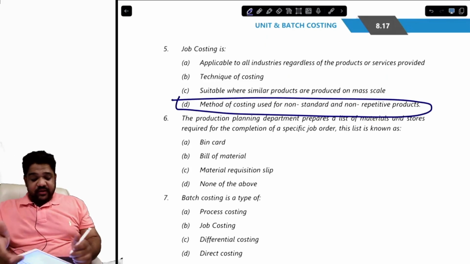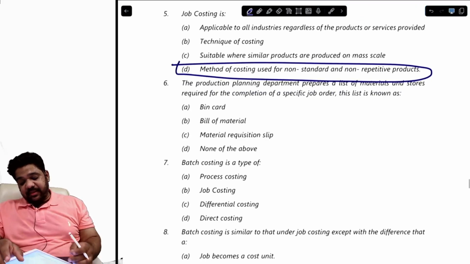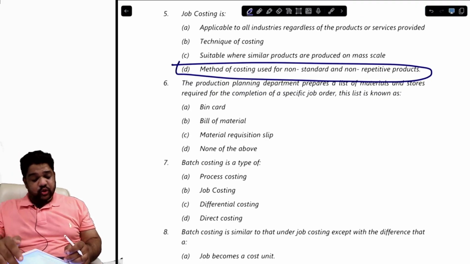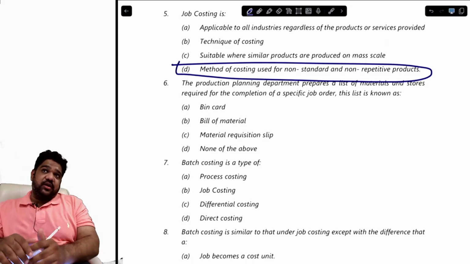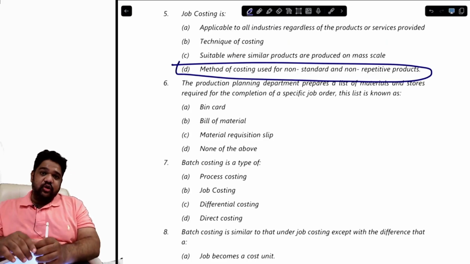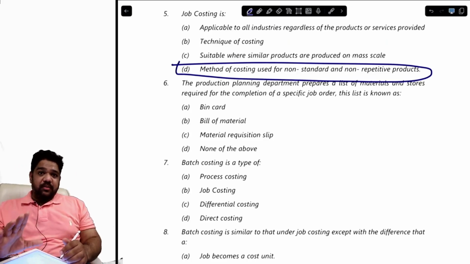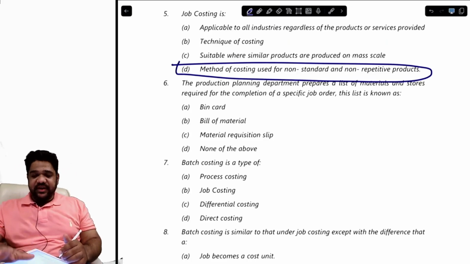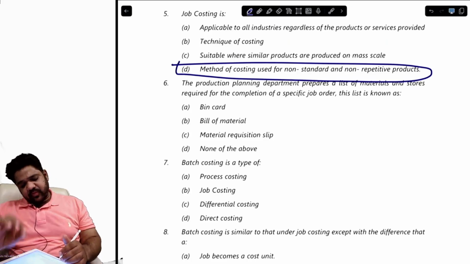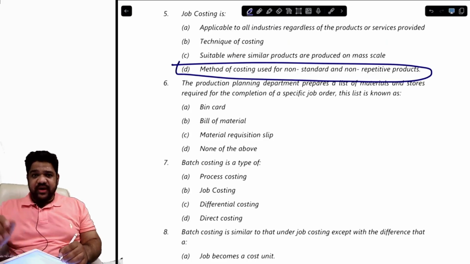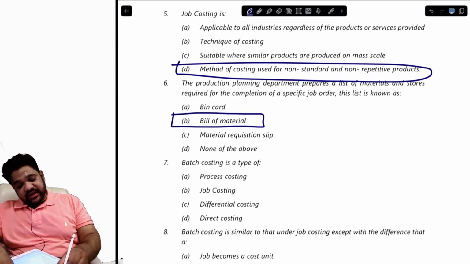Okay. Then the sixth one, the production planning department prepares a list of materials and stores required for the completion of a specific job order. This list is known as, so this is a bill of materials. This is basically called bill of materials, where you list down all the items that are required to make a product. So it is almost like an ingredient list. It tells you exactly which ingredient is required and how much quantity to manufacture the product. So that is technically called a bill of materials.